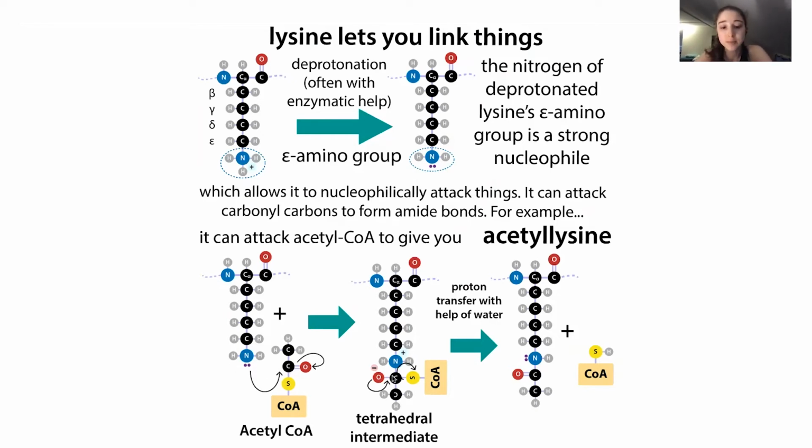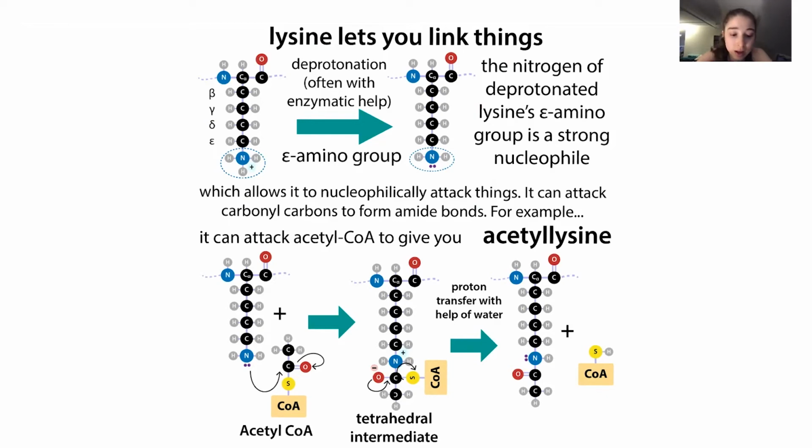When it attacks, you end up with this tetrahedral intermediate. Then this can collapse and you can get proton transfer with the help of water, leaving you with this acetyl lysine and this CoA. And so we have this amide bond here, and then our CoA, which can then be regenerated and reused. You can imagine similar types of linkages happening to allow lysine to link to other things.